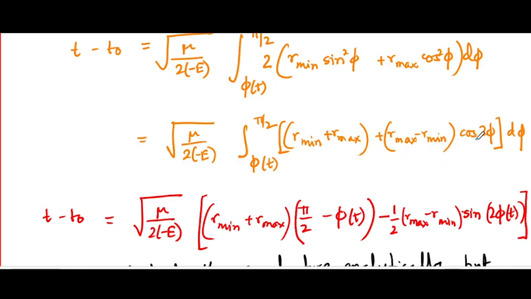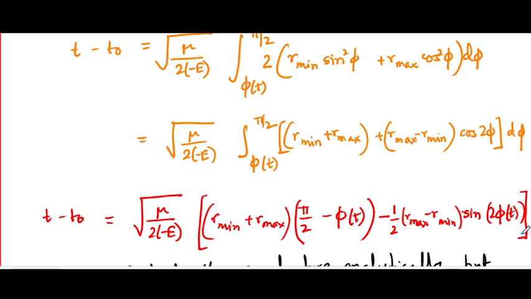R max minus R min into cos 2 phi integrates to half of R max minus R min sin 2 phi, and once we put in the limits, and remembering that sin pi is 0, you actually get a minus sign because you're taking the lower limit here. This is what you end up with.